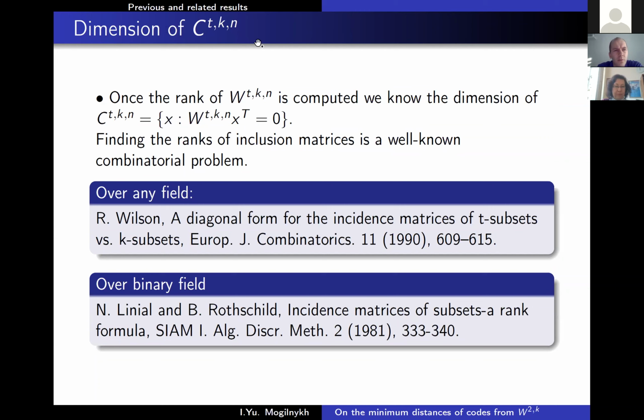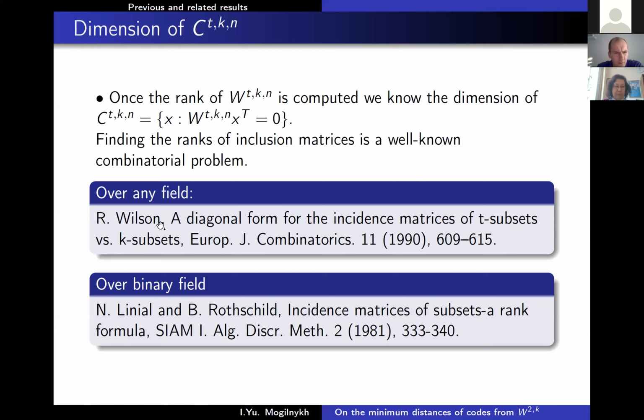I move on to another important parameter of the code, which is the dimension of the code. Once we know the rank of the inclusion matrix over the field of two elements, we know the dimension of the solution space. We know the dimension of our code C_tkn by its definition. And finding the ranks of these inclusion matrices is a well-known combinatorial problem that was intensively studied. I give just two of many references here: work by Wilson, and Linial and Rothschild.